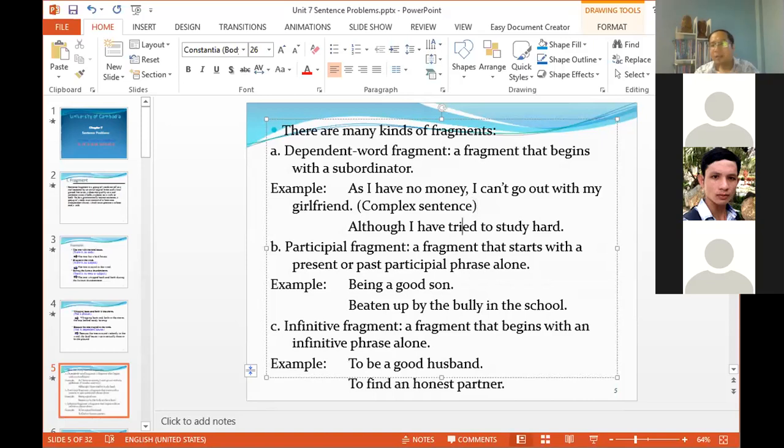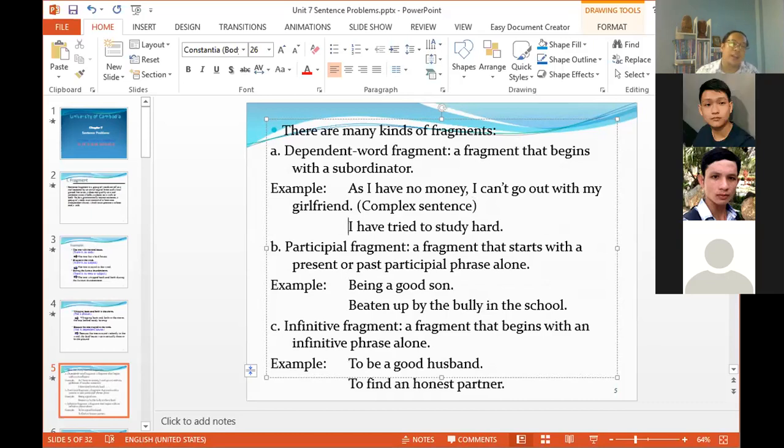Now, another one: Although I have tried to study hard. So you can just omit although, the first one, right? Omit although. Can you understand about it? Yes, teacher. And the second way, just add one more sentence, comma, with... Talide, can you add one more sentence, Talide?